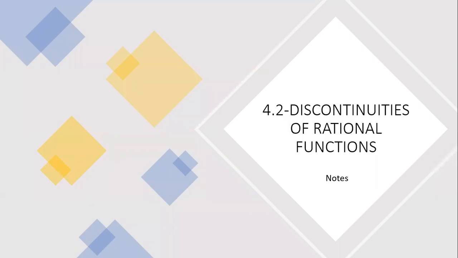Okay, so we are starting 4.2, discontinuities of rational functions. These are going to be our notes. Hopefully we'll get through them all. If not, we will continue and complete them tomorrow. Your assignment for 4.2 is going to be part of your assignment with 4.3, okay? So it's not going to be its own assignment. It's going to be combined with 4.3.